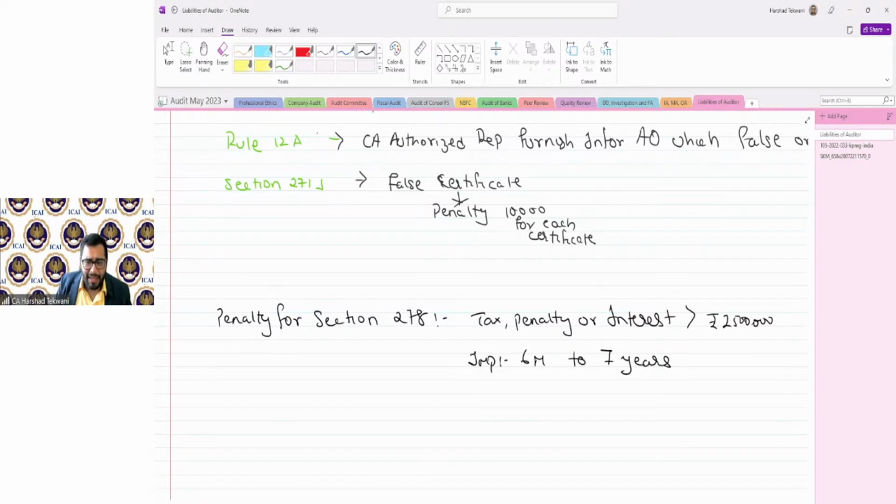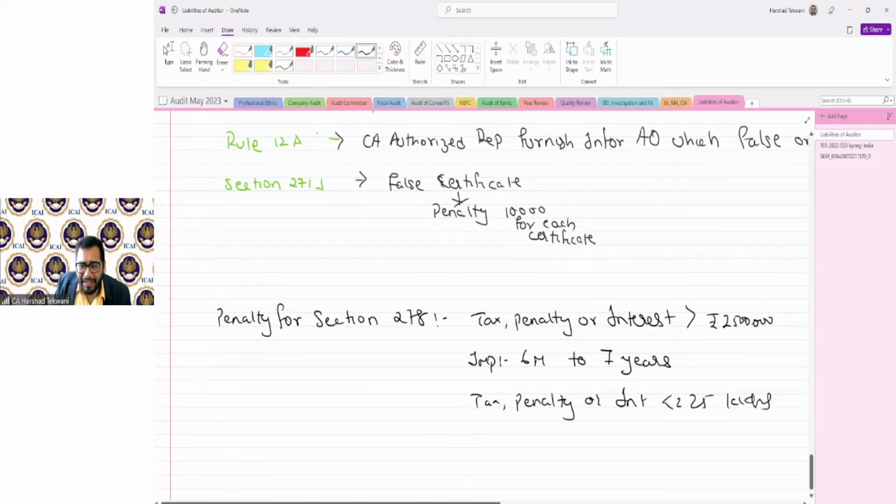Then, in any other case, when tax, penalty, or interest is less than 25 lakh rupees or 2,500,000, then in that case, imprisonment will be 3 months, which may extend to 2 years. Okay, so that is the penalty under section 278.